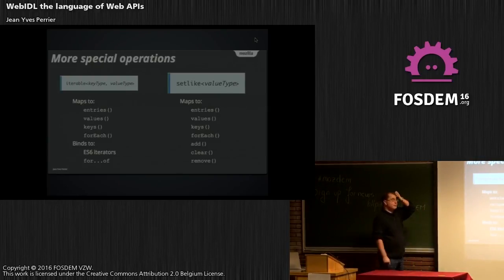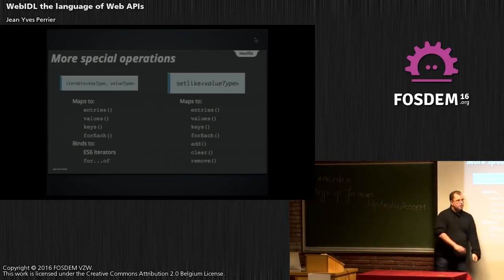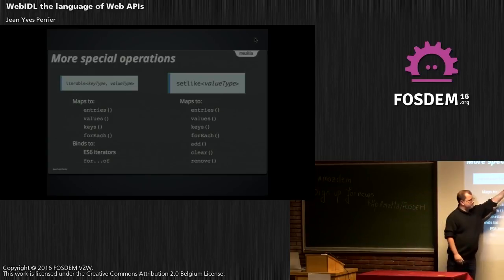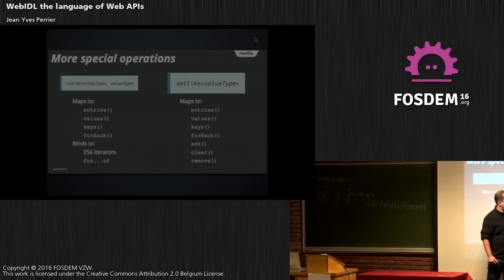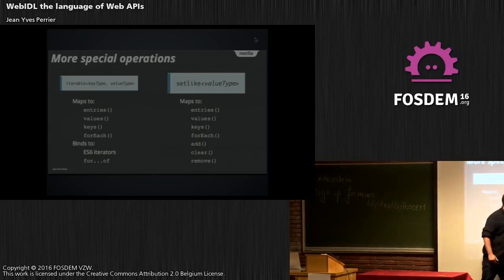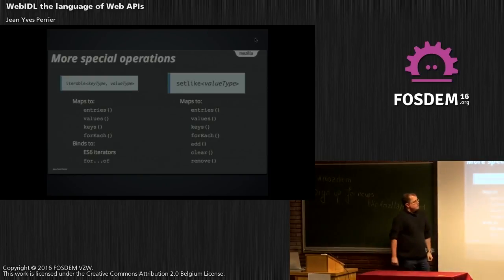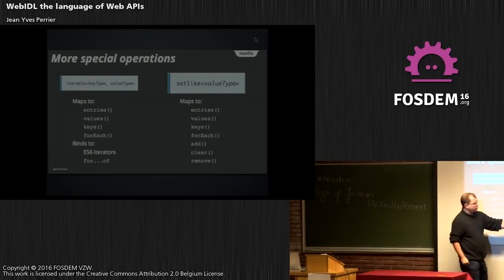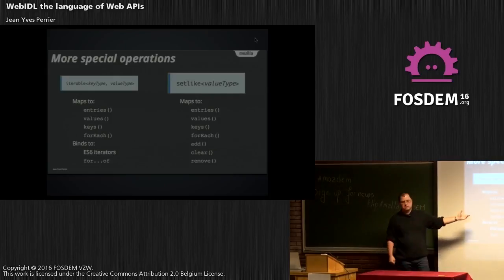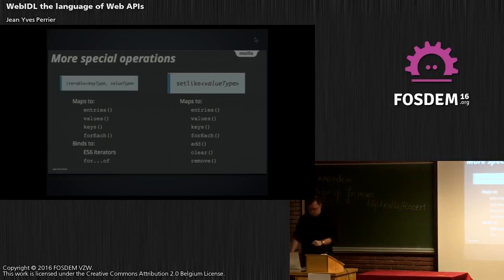Another similar beast is setlike. I think FormData is one of them. You have an interface that represents something like this. So just by saying this, again, you have entries, values, keys, and forEach, and add, clear, and delete that are associated with this. And in some other language, in JavaScript, maybe you will not use this, but something different. Interestingly here, add, clear, and delete are only added if the setlike is not read-only. If it is read-only, of course, these methods are not created and are not associated.